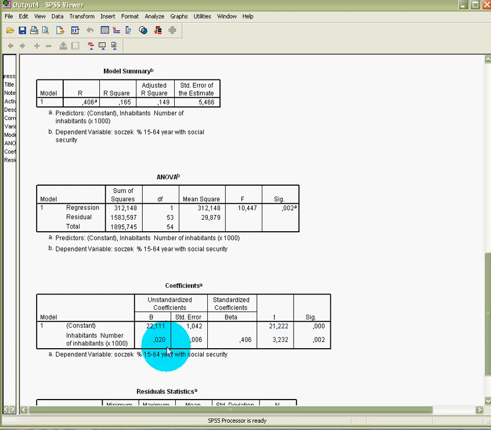Here we see it again. This thing also: the b itself, the standard error of the b, the beta, the standardized coefficient, the t-value. This number divided by this number will give us our t-value, and we see this is significant with 95% certainty.